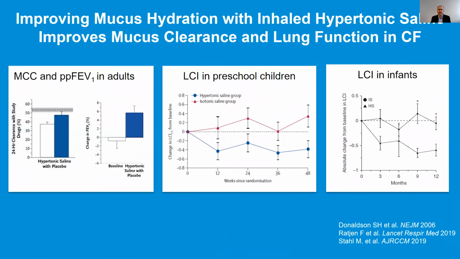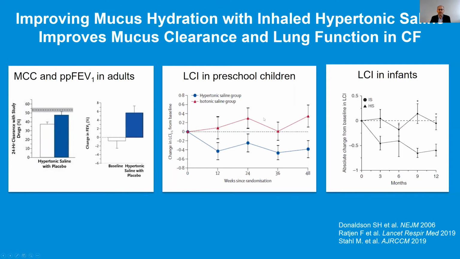Regarding therapeutic interventions to improve mucus hydration, we for quite some time have inhaled hypertonic saline, and from clinical studies that have been performed, we know that acute treatment with inhaled hypertonic saline indeed improves mucociliary clearance and lung function in adults.